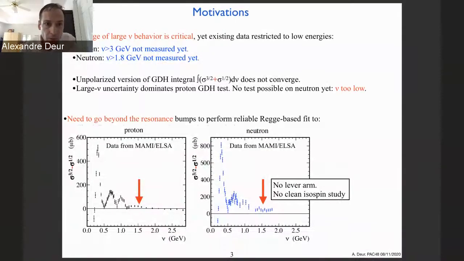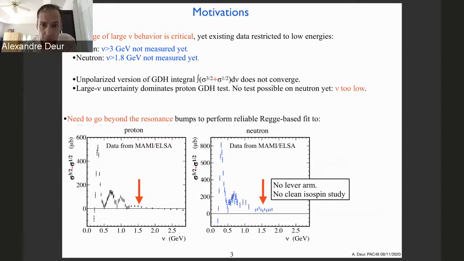So if we want to look at the large nu behavior of the GDH integrand, we need to go past the resonance region. That's in order to perform a reliable fit of the data where the cross-section is smooth. And you can see here the world data on the proton on the left and neutron on the right. For the proton, there's a few points past the resonance region, but for the neutron, there's no point past the resonance region. So there's very little lever arm for the proton to study the Regge theory, and for the neutron, there's no lever arm at all.